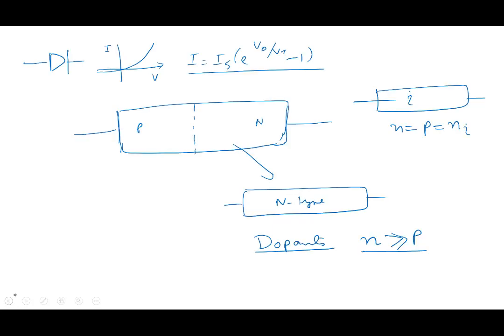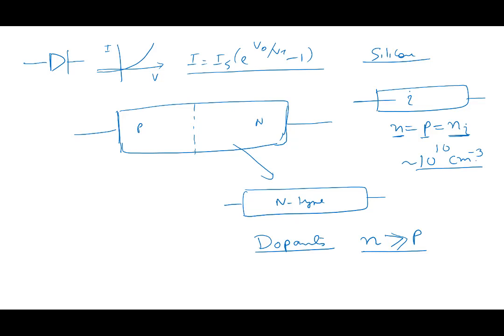How much is this intrinsic carrier concentration? Let's talk in the context of silicon. If I take a piece of pure silicon with no doping, there are going to be electrons and holes, both equal to ni. We call it the intrinsic carrier concentration. A good number to remember is 10 to the power 10 per centimeter cube, around that value.